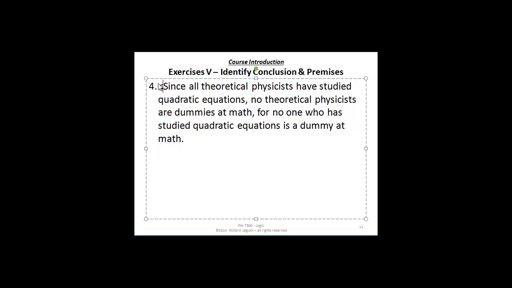Well, the first word is since. So since indicates a premise that's following the word since. So we see we have a premise. We're going to probably have a premise following since. Now we go down, and then we have for. We have something for something else. For is like because. So what comes after for is usually a premise as well.